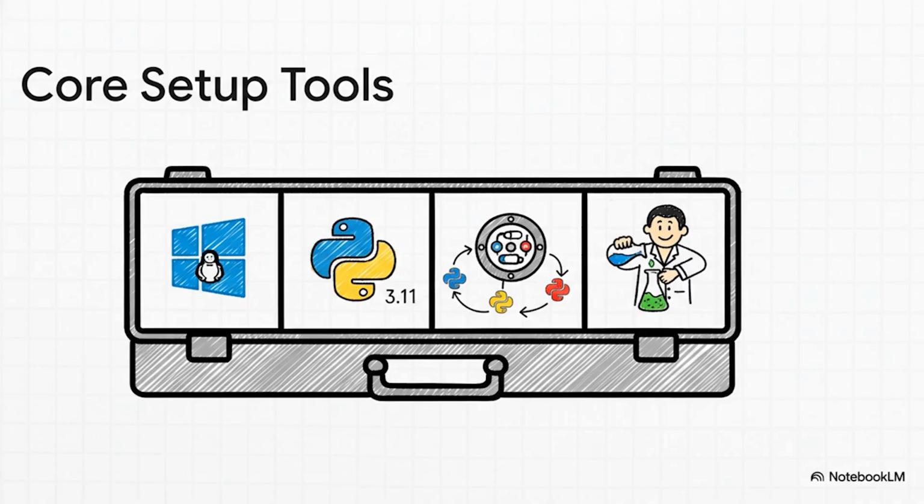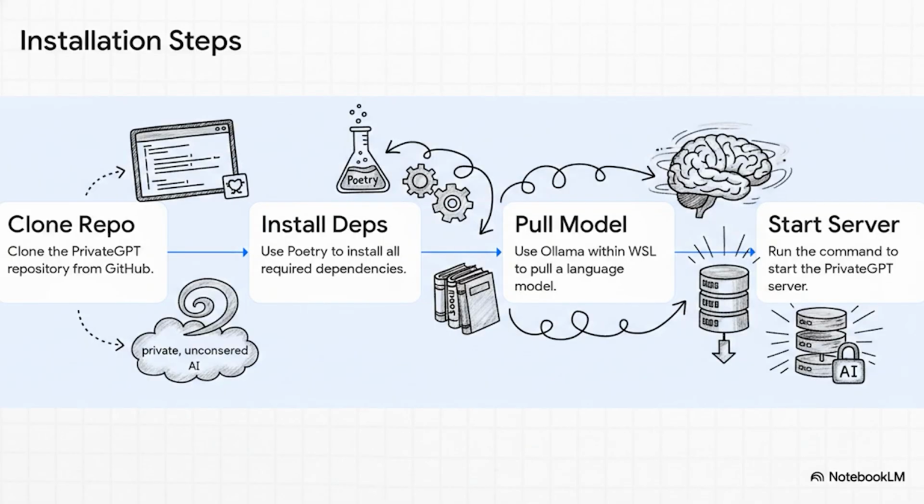PEnv is there to make sure you have the exact right version of Python, which is super important. And Poetry is like a project manager that wrangles all the other software bits and pieces. You're basically building a perfect, clean little workshop for your AI to live in. Once you've got that workshop environment built, you're pretty much on the home stretch. You just need to clone the project from GitHub, let Poetry do its thing and install all the dependencies, grab a language model with Ollama, yep, still using that, and then finally you fire up the server.